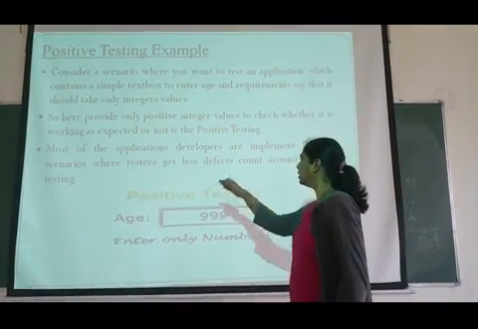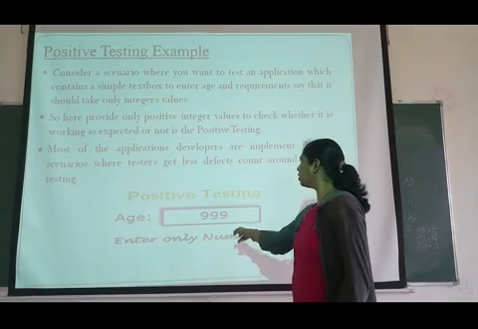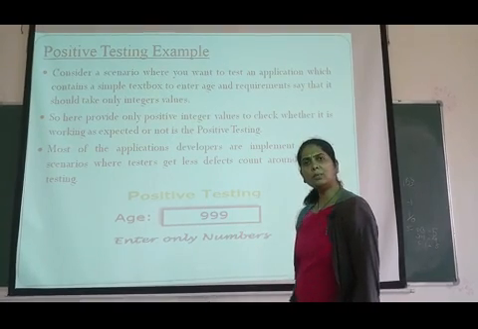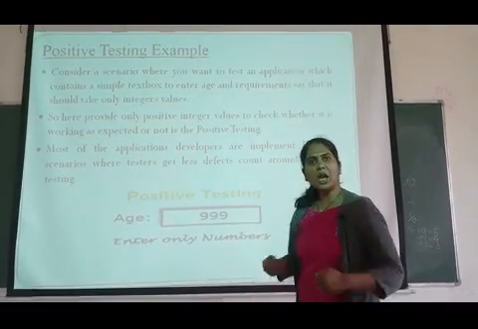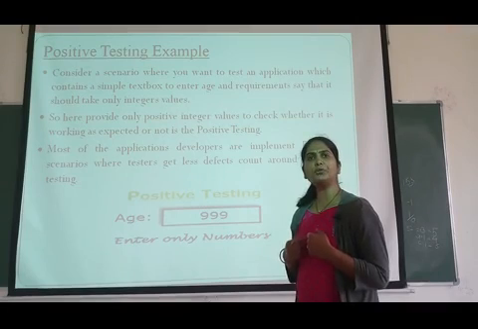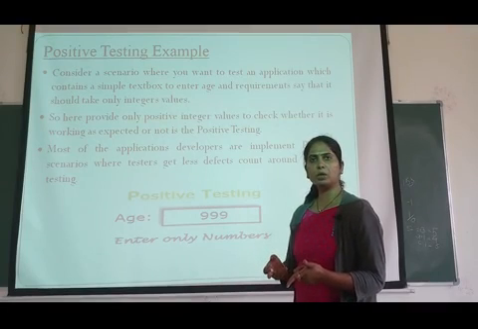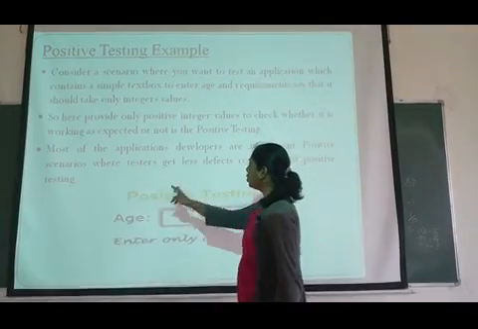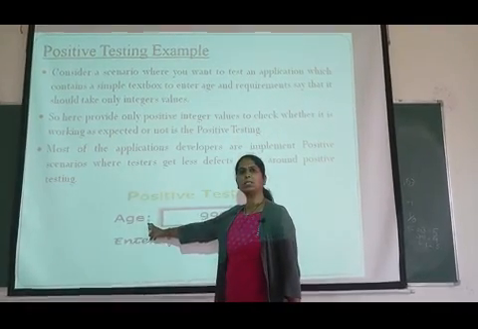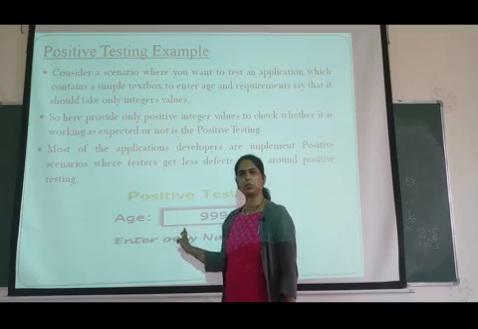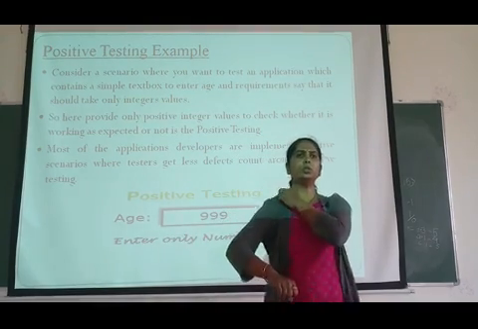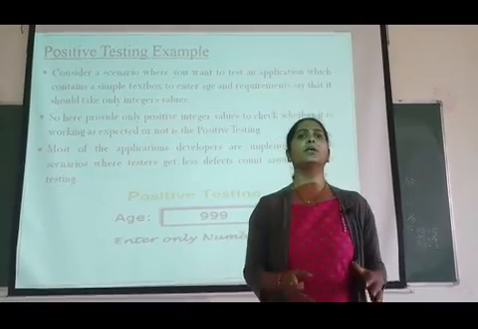Simply see here, the age is there, enter only a number. Now what is this number? Only an integer number. Why? Because age is not fractional. We are human beings, we understand what we need to enter over there. So this is the text box, and the requirement says to enter only an integer value. Age tells us that we need to enter only integer values. This is the only thing we need to consider.